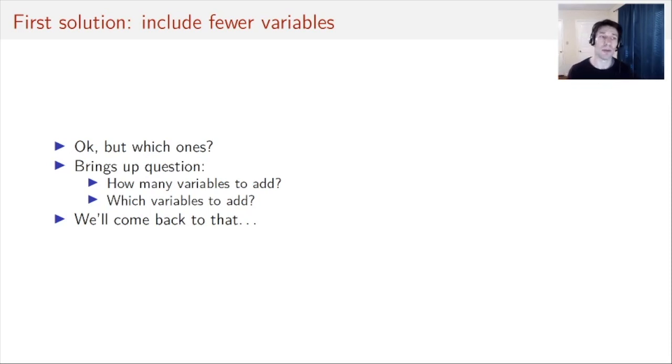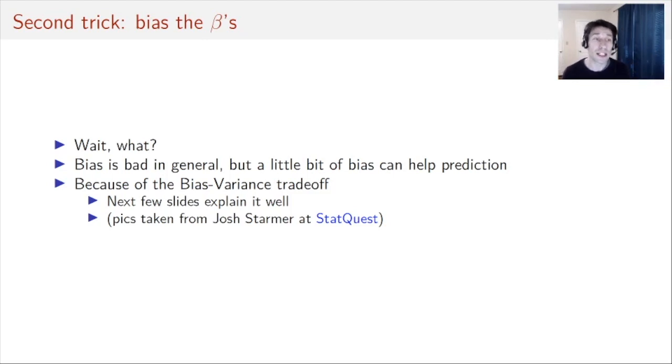Because first I want to talk about the second solution, which is kind of a trick, which is that you're going to bias your betas. Now, I imagine all of you are shocked by this. What? We're going to bias the betas? Yes, we are. Why? Because even though bias, yes, is bad in general, it can actually help a little bit with prediction because of this overfitting problem, because of the bias variance trade-off. So in the next few slides, I'll explain why biasing the betas can help a little bit with your prediction.